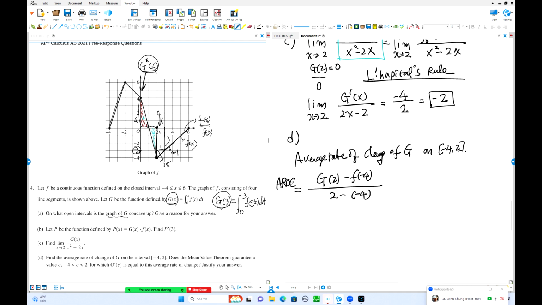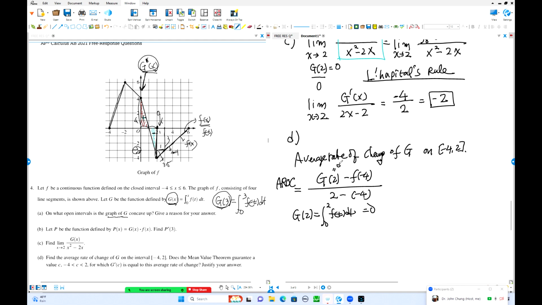What is the value of this one? Can you find this one first? Plug in the 2, plug in the negative 4. So we get 6 in the denominator, and we're going to find g of 2 minus g of negative 4, right? What is g of 2? We did it already over here. G of x is the integral from 0 to 2 of f of t dt. The positive and negative areas will be 0, right? G of 2 is 0.